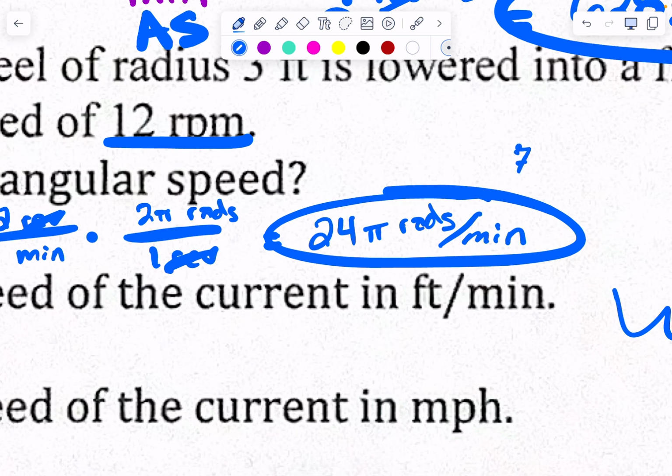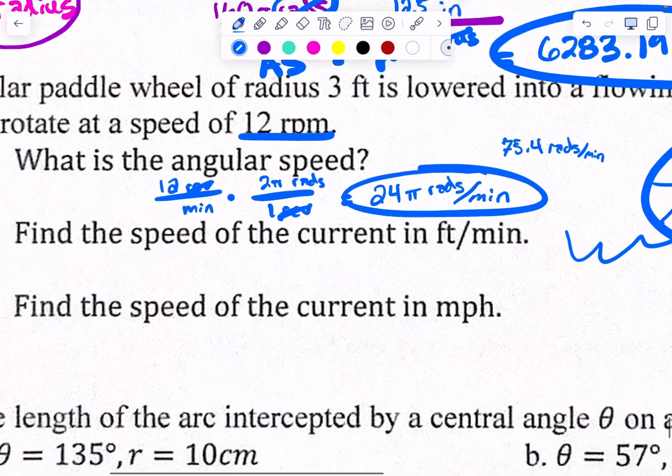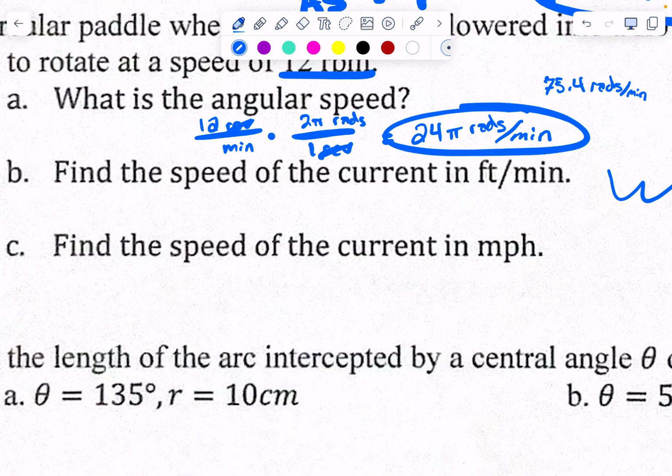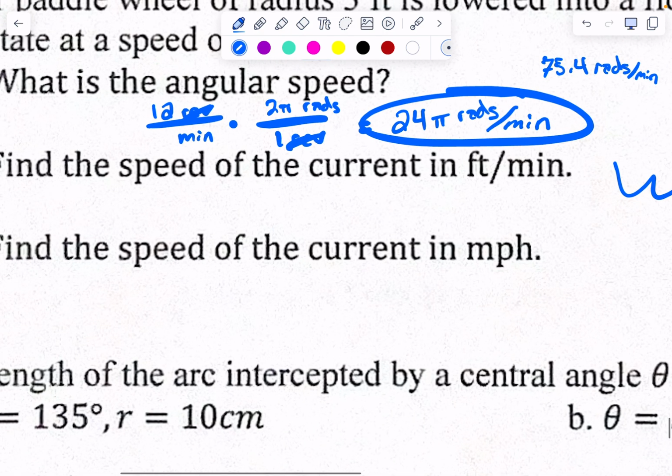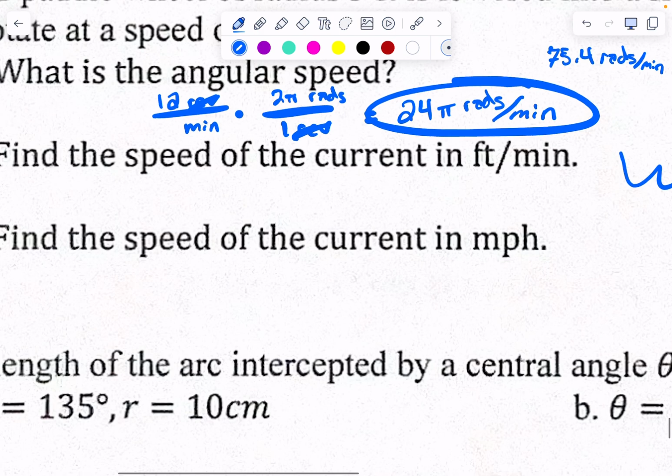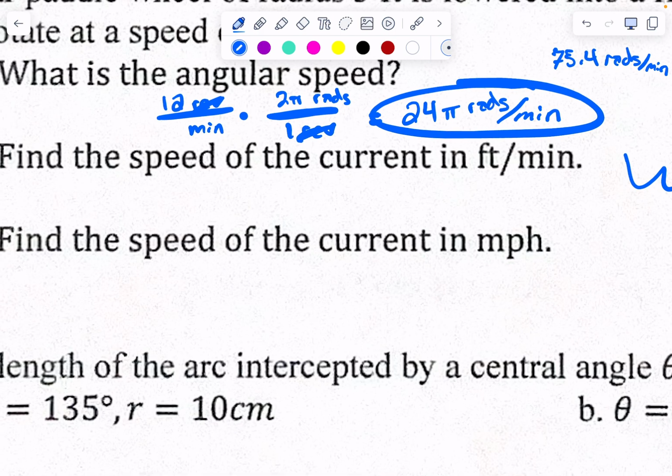75.4. We already had that one, yep, at the top. Okay, 75.4 radians per minute. Find the speed of the current in feet per minute. What are they asking for there? Linear speed, right? Okay, I want the speed of the current in feet per minute.